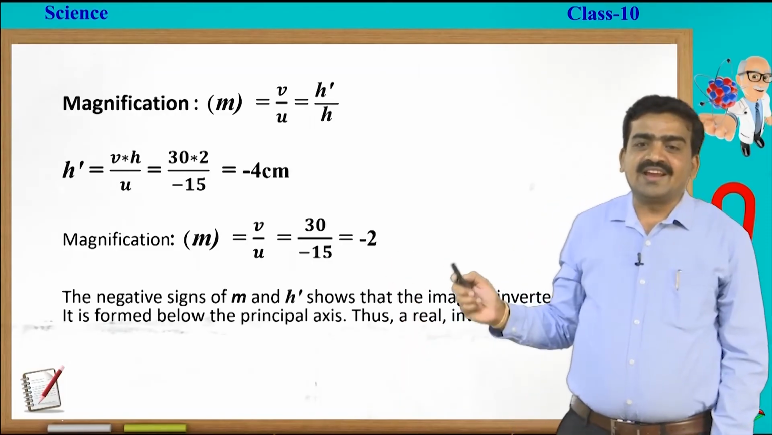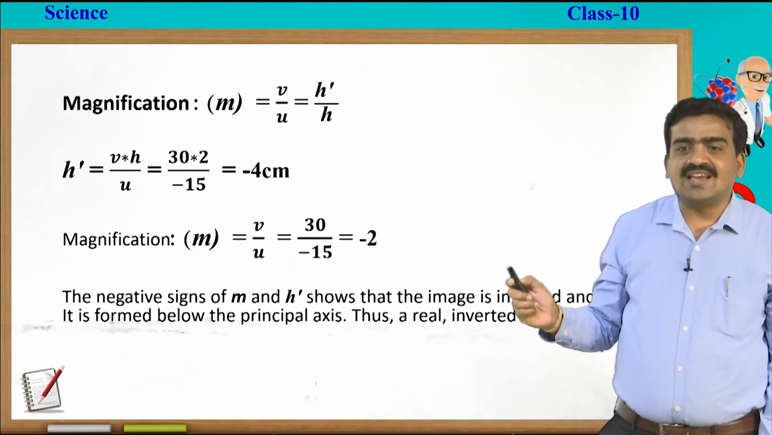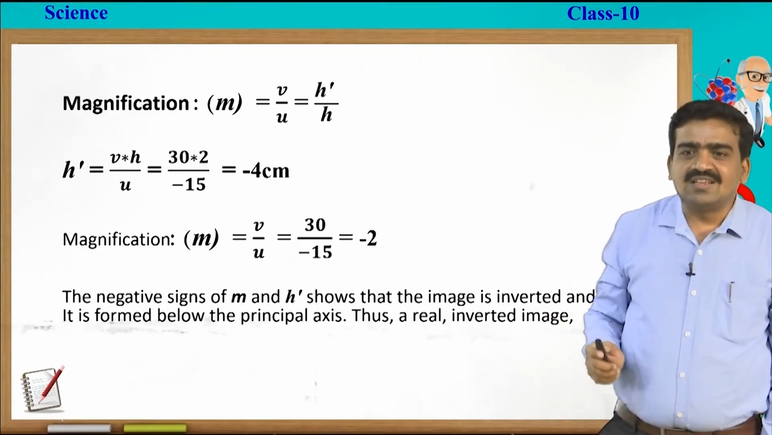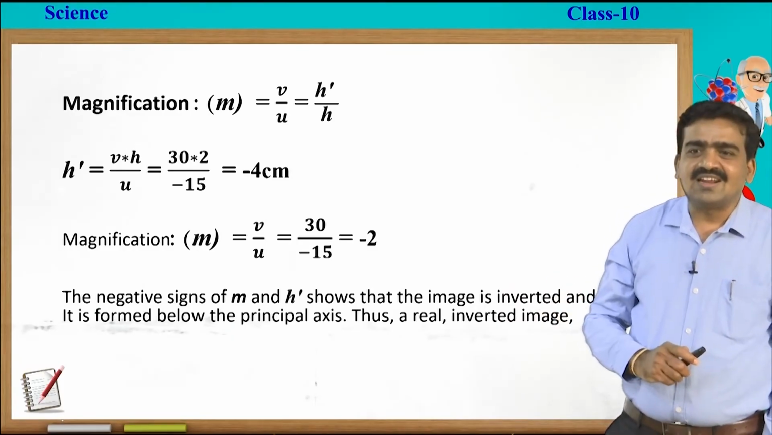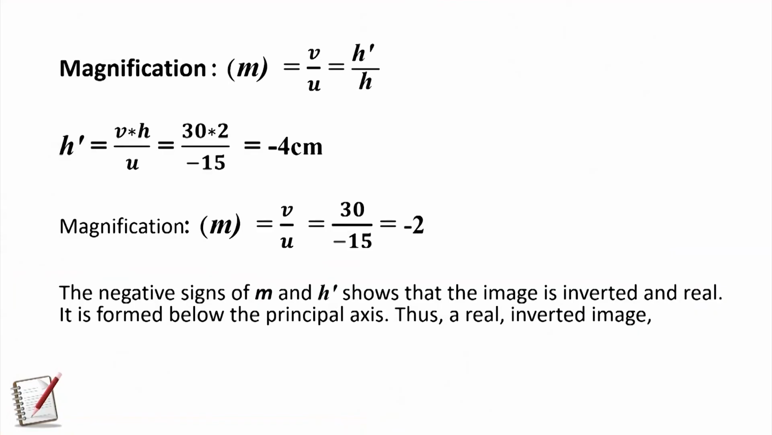Then the negative sign in M as well as h' shows that the image is inverted and it is formed below the principal axis. Thus, a real and inverted image is going to be obtained in this case.